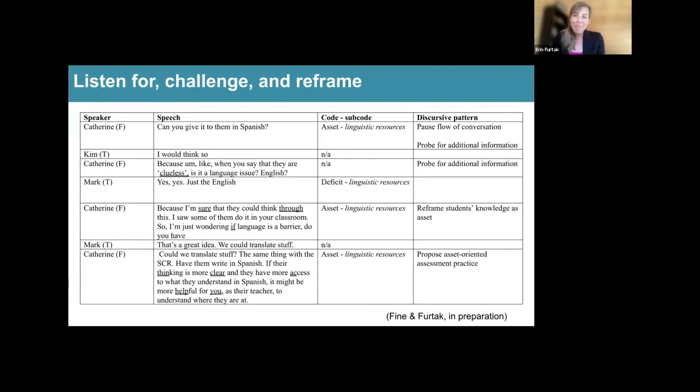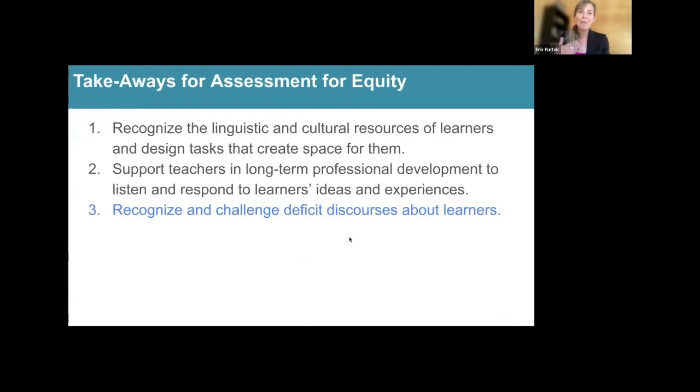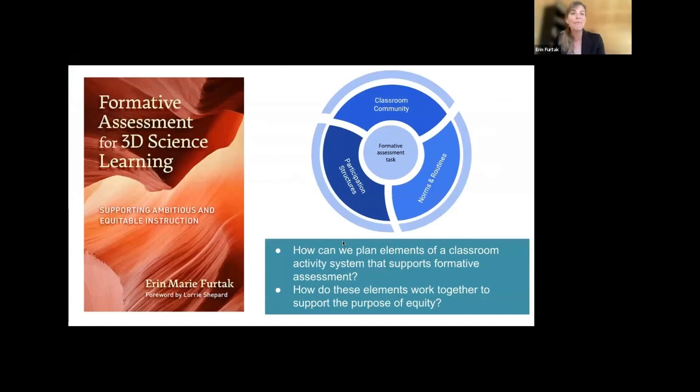And so one of my big takeaways has been to really recognize and then challenge these deficit discourses about learners as they come up in assessment, and to be vigilant and encourage reframing, not just in these conversations, but also in how we plan for and design assessments.